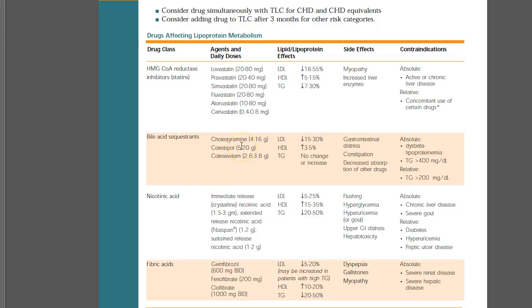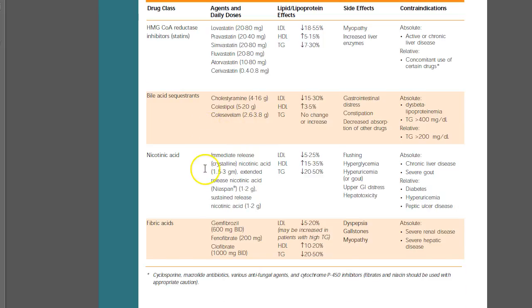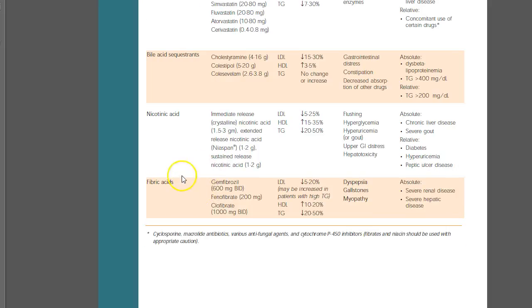These can also be used for other things. They work well in people that have dumping syndrome after they get their gallbladder yanked and are having a lot of diarrhea. You can use a bile acid sequestrant. Sometimes you can use it for people with prolonged diarrhea. Your nicotinic acid, that's Niaspan. There's a regular release, there's extended release. Sometimes you see this compounded with other medications, with statins. And then your fibric acids.